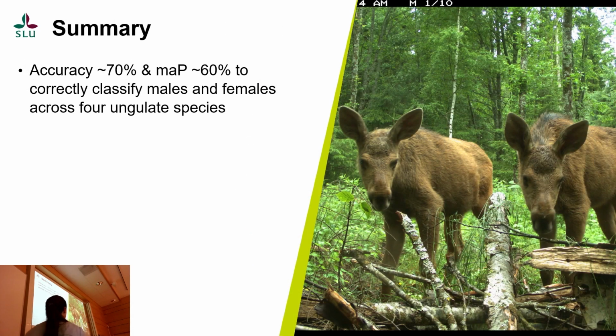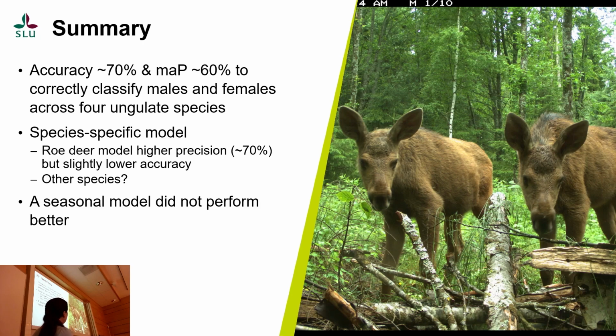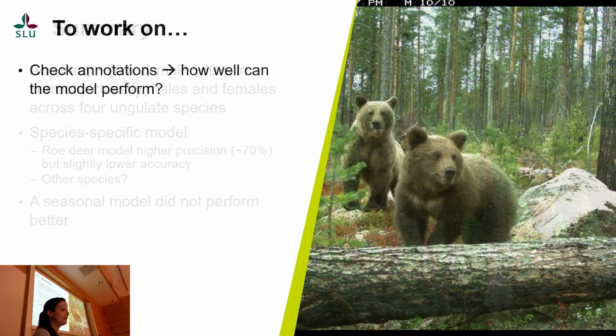So to summarize, the model at the moment is performing within 70% accuracy, and an average precision of 60% to classify males and females correctly across 4 ungulate species. The species-specific model for the roe deer had higher precision, but the accuracy was slightly lower. I have to check how that will perform for other species, and the seasonal model did not perform much better.